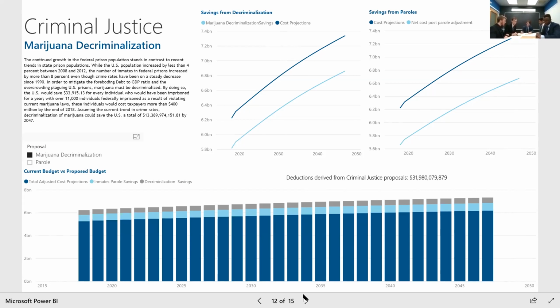In addition to having parole reintroduced for federal inmates, we can further mitigate overcrowding in prisons by federally decriminalizing marijuana. By doing so, the U.S. would save nearly $34,000 for every individual who would have been imprisoned for a year. With over 11,000 individuals federally imprisoned as a result of violating current marijuana laws, these individuals would cost taxpayers more than $400 million by the end of 2018. Assuming the current trend in crime rates, decriminalization of marijuana could save the United States more than $13 billion over the next 30 years.